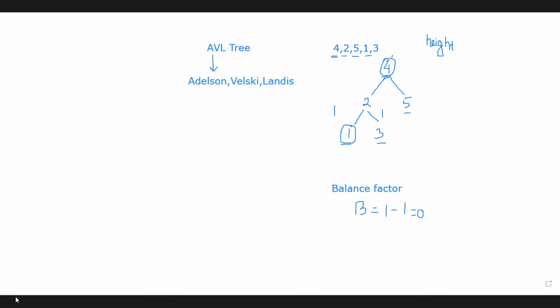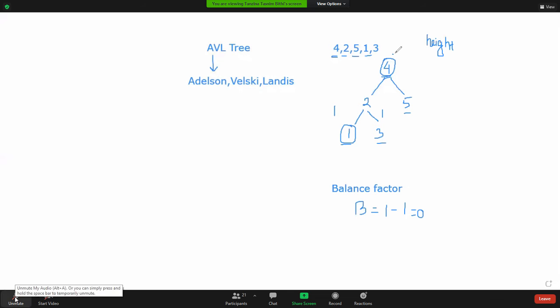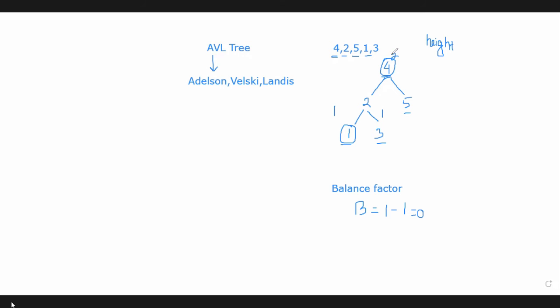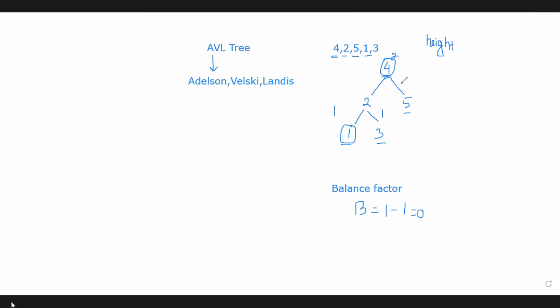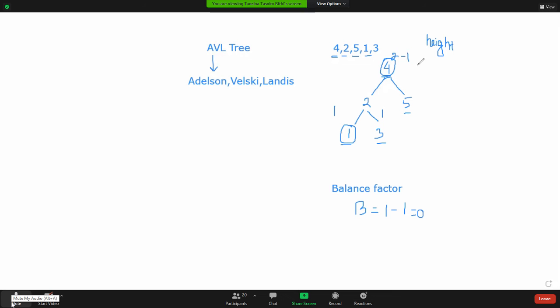Now, find out the balance factor of 4. In the left subtree, its height is 2. How many nodes are here? How many edges between this leaf node and the root node? 2 edges. So the height of the left subtree of this root node is 2 and the height of the right subtree is 1. So what is the balance factor of the root node?